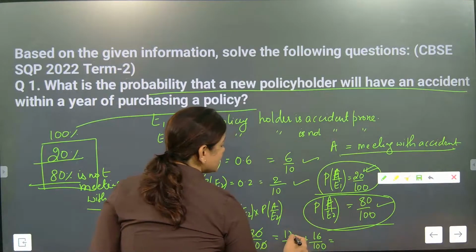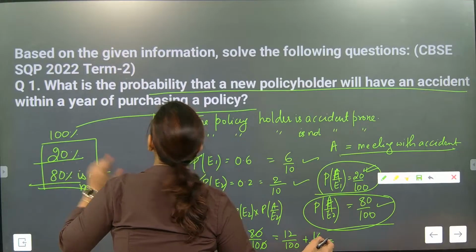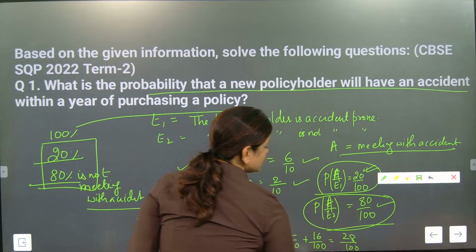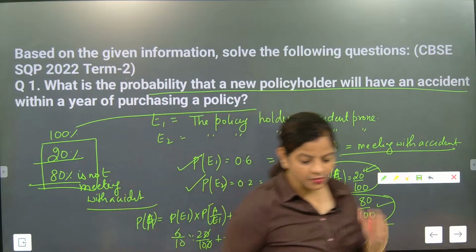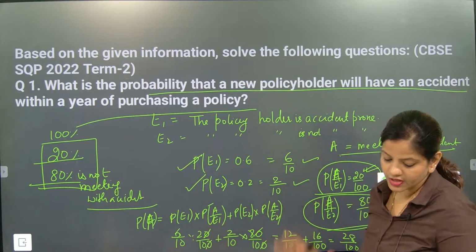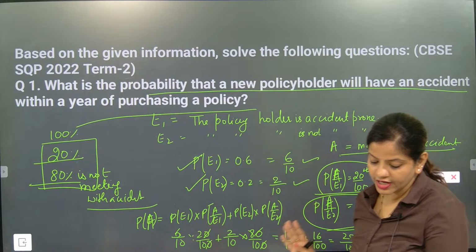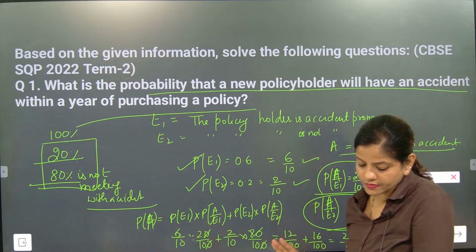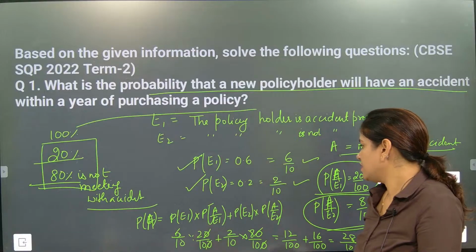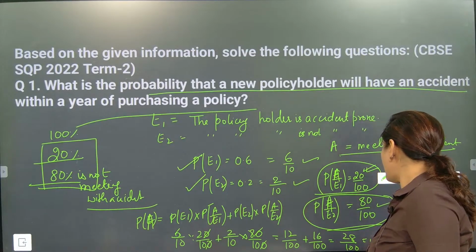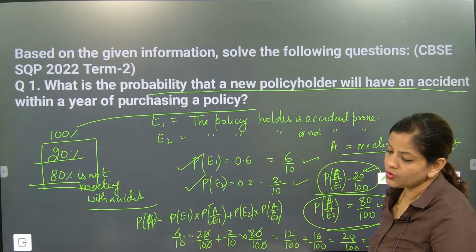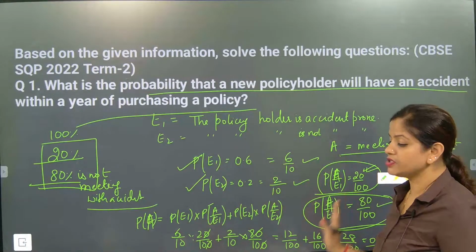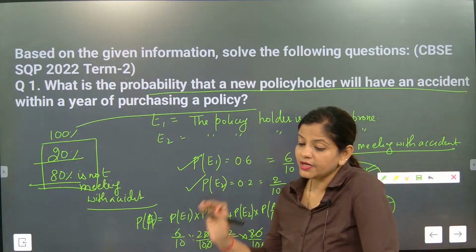So in total it is coming as 28 by 100. Please remember this part, 28 by 100 is coming. So the correct answer is 0.28. So this one part is over. Now the second part.